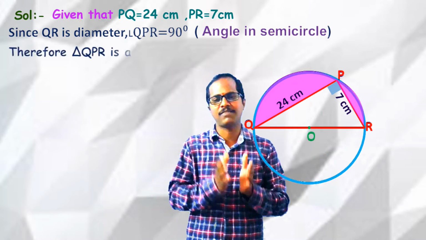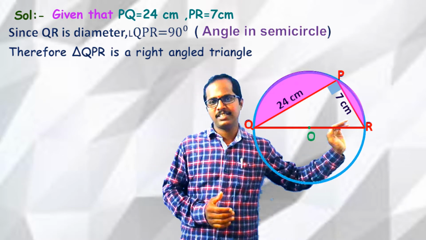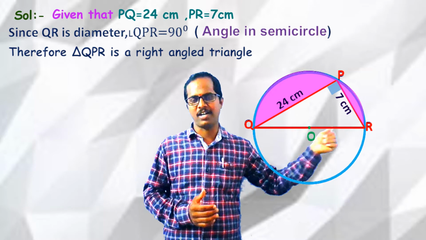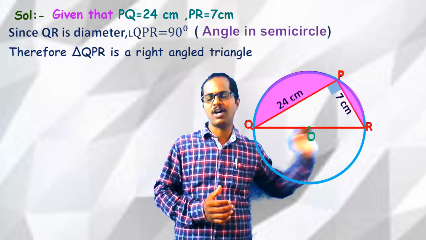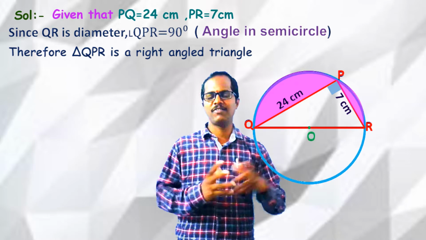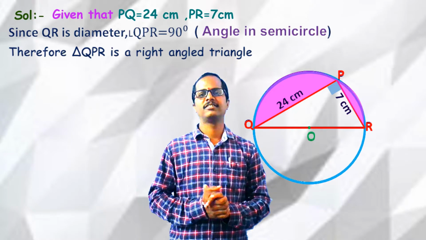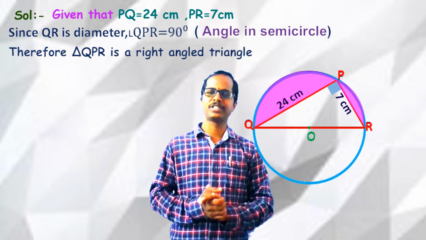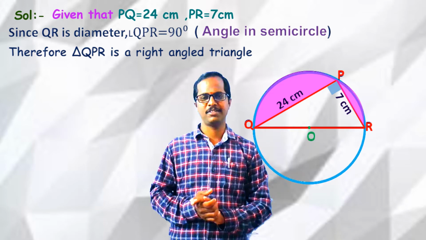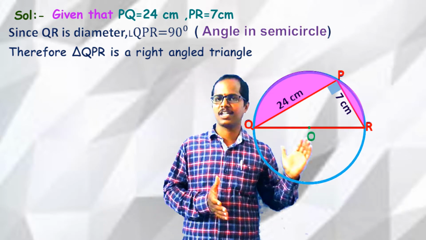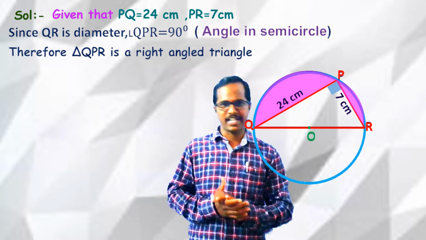Means we know the lengths of two sides in a right angled triangle. Now what is the remaining side that we don't know? That is QR. Now can we find this length QR? How can we find this length? So triangle QPR is a right angled triangle, and in this triangle we know the lengths of two sides, and we need to find the length of the remaining side. So how can we find the length of the remaining side when we know the lengths of two sides of a right angled triangle?